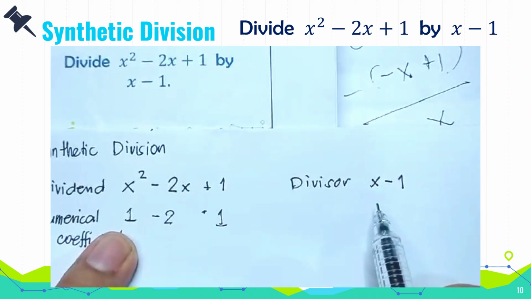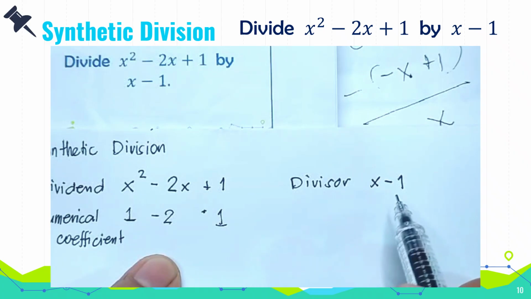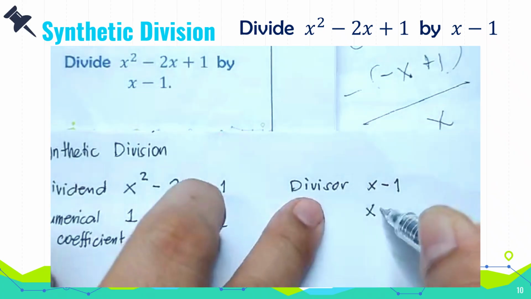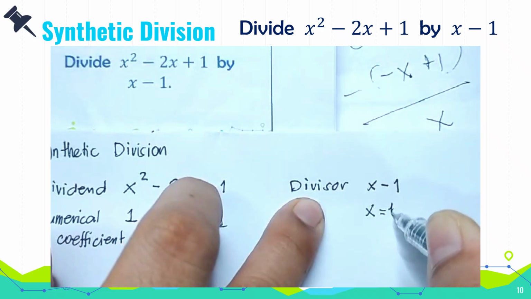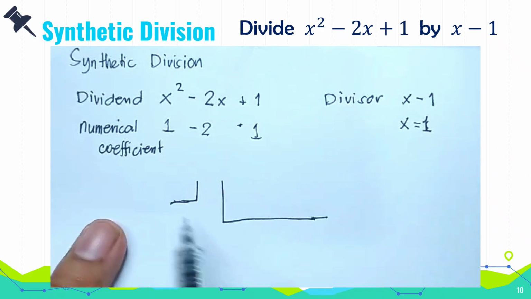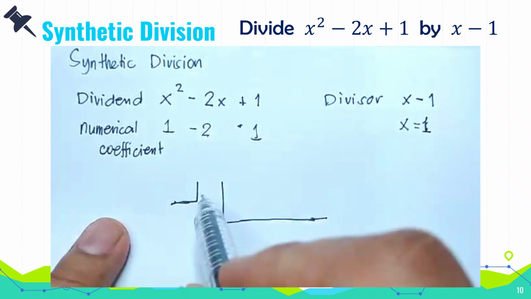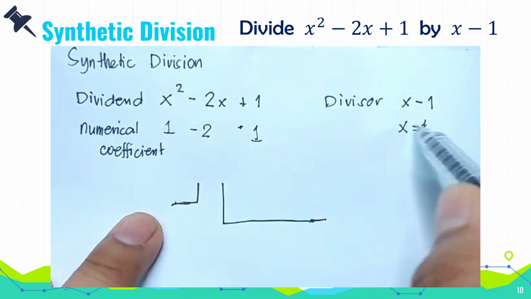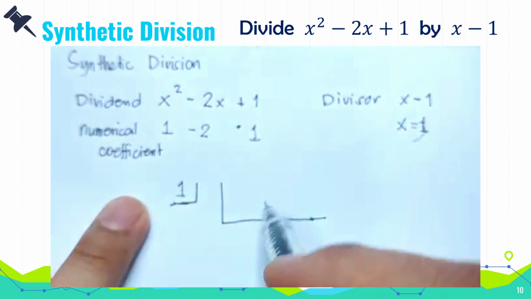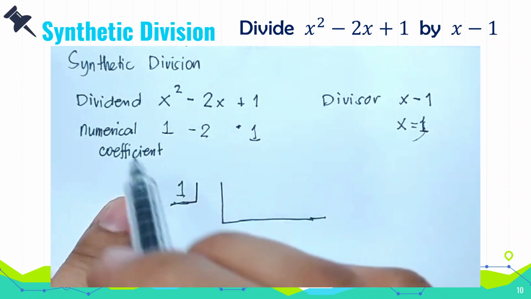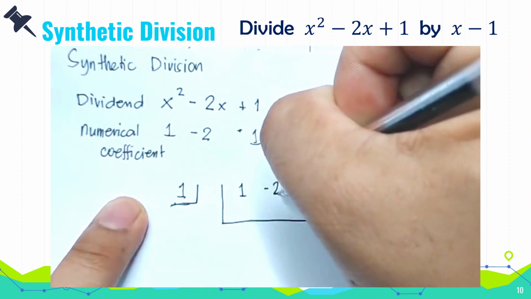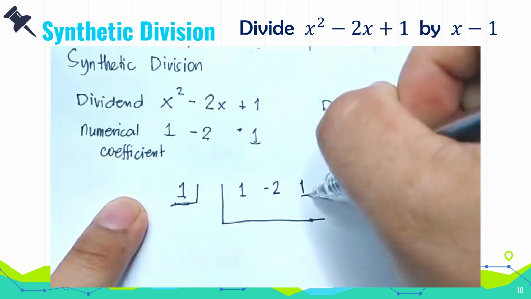For our divisor, we will just get the additive inverse. So this will be x is equal to positive 1. In our synthetic division, we use symbols, boxes. So we will have here our divisor, that is 1. We'll write here the numerical coefficients of our dividend, that is 1, negative 2, and positive 1.